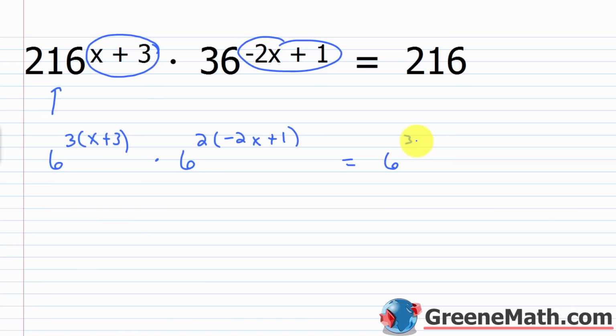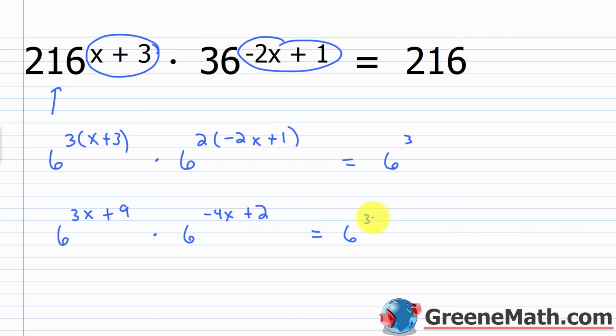All right, so if we want to simplify here, we would say 6 is raised to the power of 3 times x, or 3x, plus 3 times 3, or 9, then times 6 is raised to the power of 2 times negative 2x, which is negative 4x, and then 2 times 1 is plus 2. Okay, then again, this equals 6 cubed.